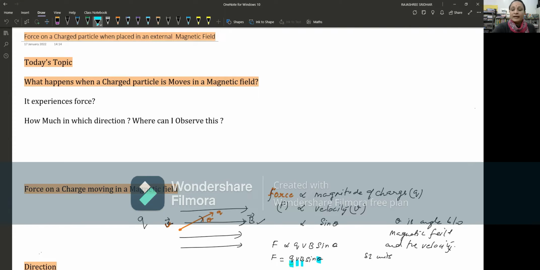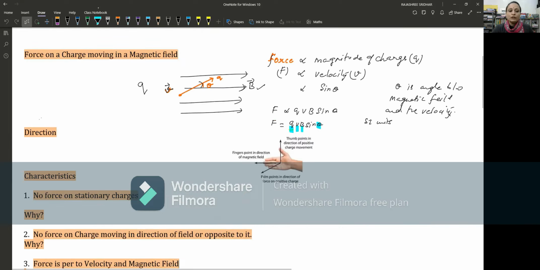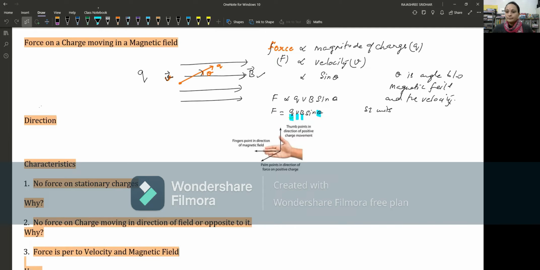Okay. Now, if it is a force, it should have a direction, because force is a vector quantity, and any vector quantity will have a direction. How do I find out the direction of this particular force? For this, there is a rule, and this is called the right hand rule.